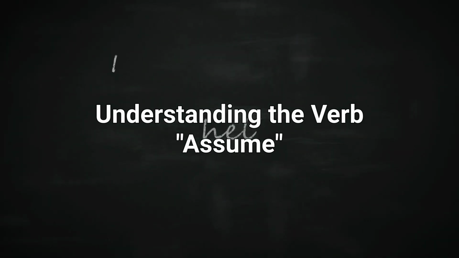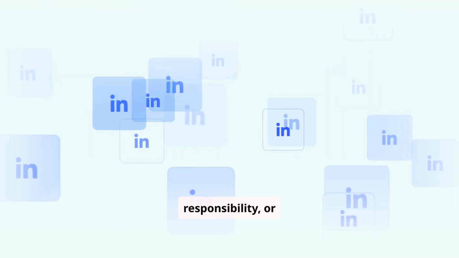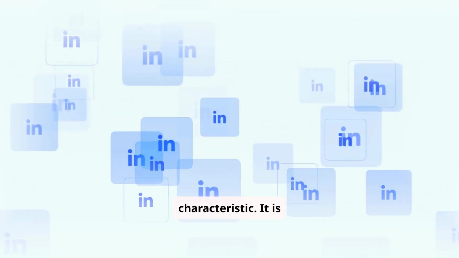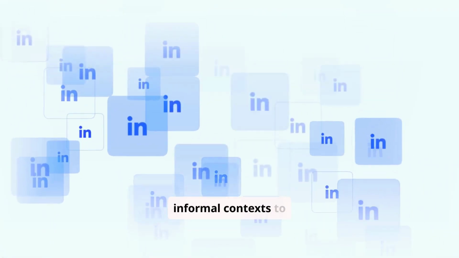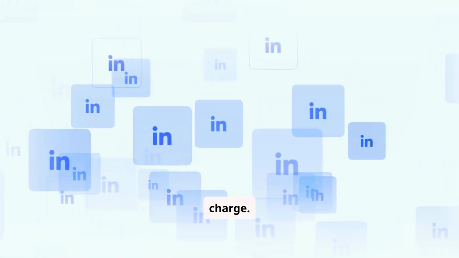Understanding the verb assume. The verb assume means to take something for granted or suppose something to be true without evidence or proof. It can also mean to take on a role, responsibility, or characteristic. It is commonly used in formal and informal contexts to indicate speculation, acceptance, or taking charge.